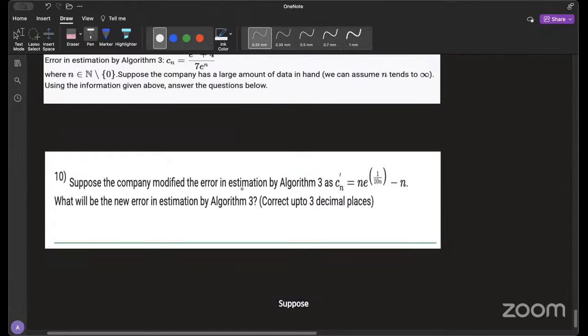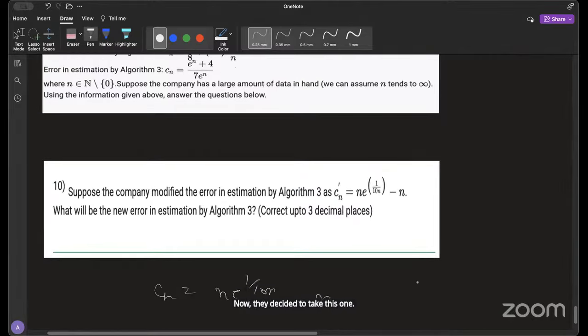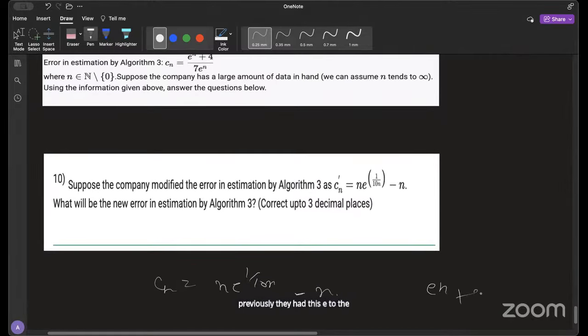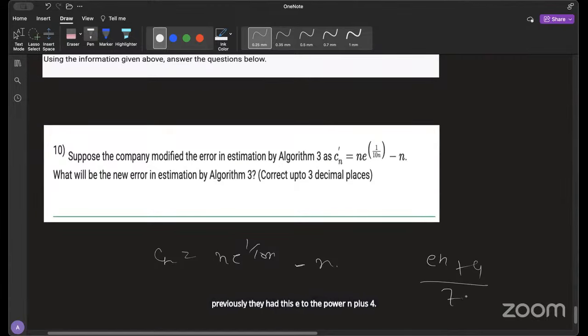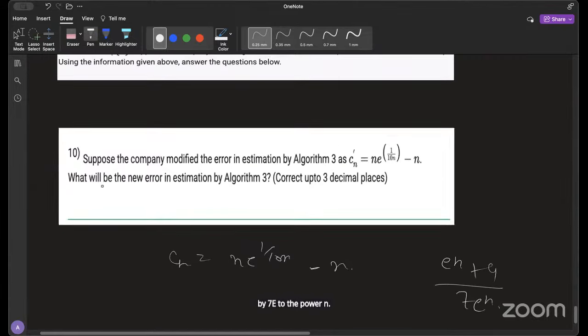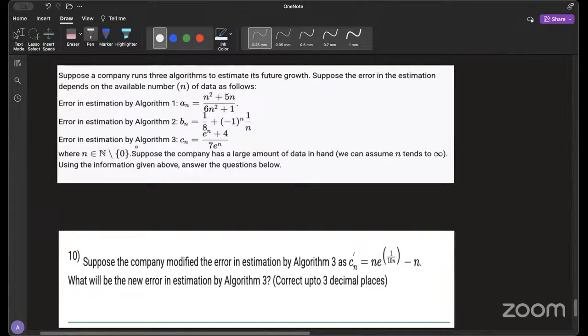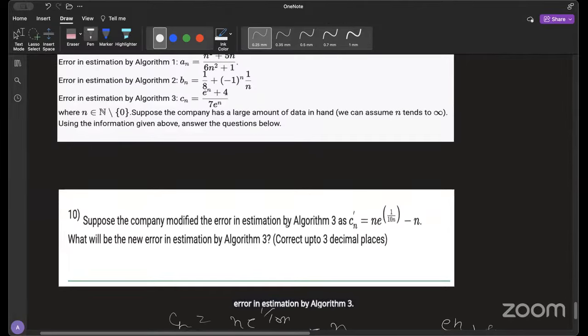Suppose the company modified the error in estimation by algorithm 3 to this one. Previously they had something else, but now they decided to take this one. Previously they had e to the power n plus 4 by 7 e to the power n. What will be the new error in estimation by algorithm 3?